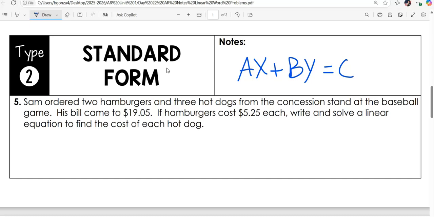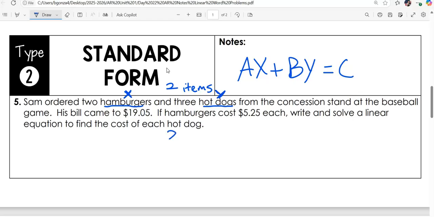Let's read it. Sam ordered 2 hamburgers and 3 hot dogs from the concession stand at the baseball game. When you see 2 items, you might be doing standard form. And if you have a total amount of money, let's see here. So, when you have 2 items, call one of them X. X is going to be hamburgers. Y is going to be hot dogs. So, here's our situation.